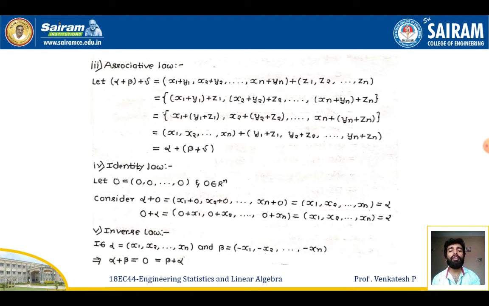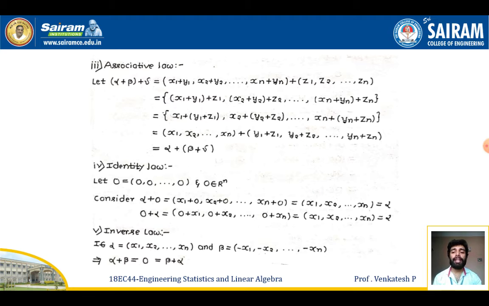It will be equal to alpha. I got it. Similarly, I'm going to find 0 plus alpha: 0 plus x1, 0 plus x2, etc., 0 plus xn. I got again the same alpha only. So since from both the conditions it will be equal to alpha only, we can say that identity law gets satisfied with respect to the addition for the given n-tuples.